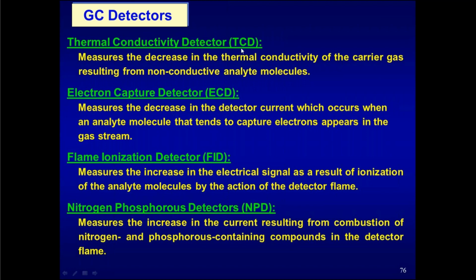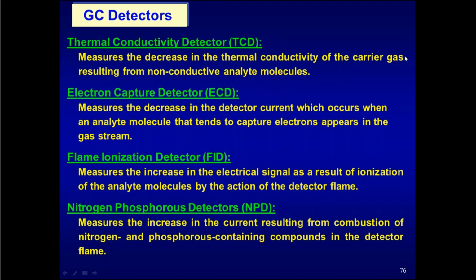So thermal conductivity detector, or TCD, electron capture detector. Then you have flame ionization detector, and you also have nitrogen phosphorus detector. Okay. So in short, I have given you here how each one of these responds. Thermal conductivity detector measures the decrease in the thermal conductivity of the carrier gas resulting from non-conductive analyte molecules.